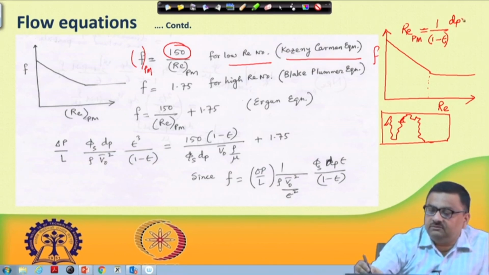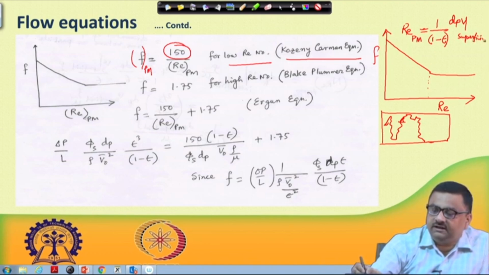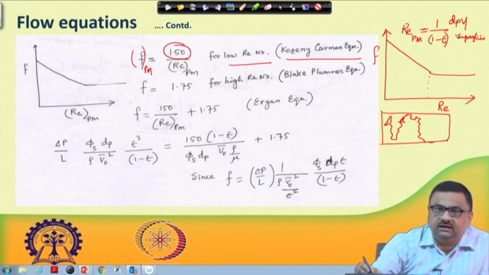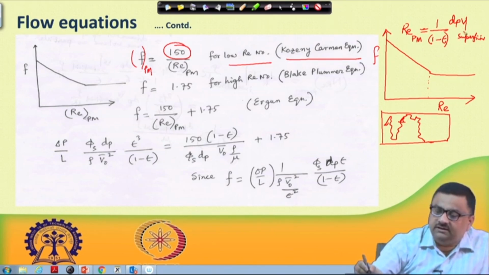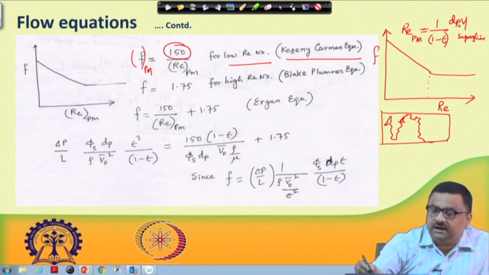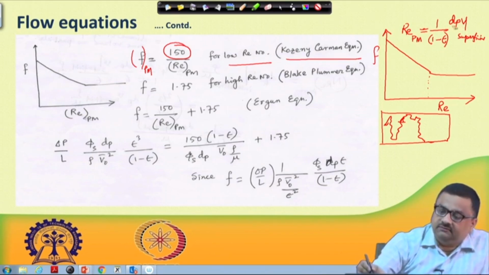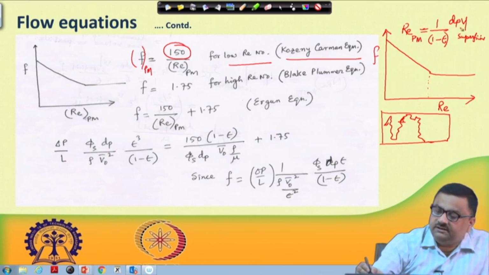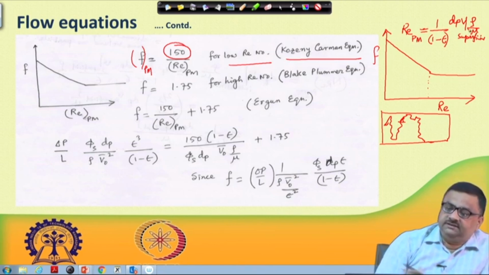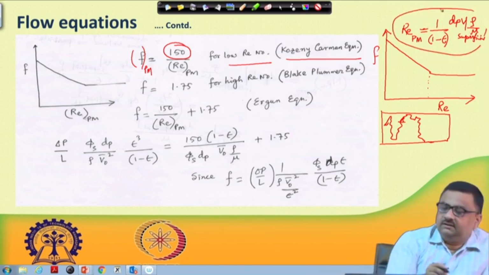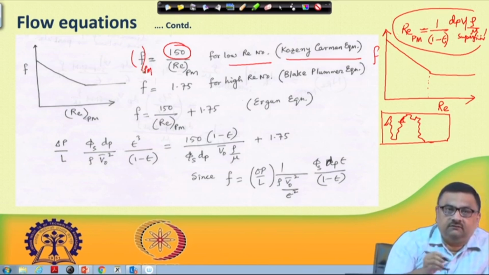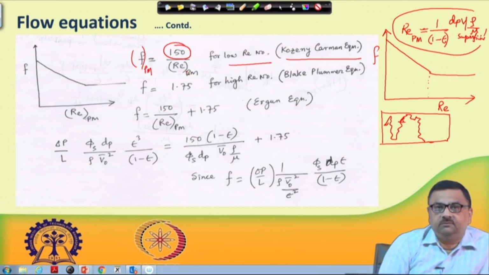Then we have V superficial, not interstitial, because we have already taken out one V interstitial divided by epsilon. We already had interstitial, so that time there was an epsilon term, and that epsilon term was already taken out from here, and this epsilon was cancelled. So, you remember, dp V superficial rho divided by mu. This is the Reynolds number for porous media. So, for this Reynolds number there is a friction factor for porous media which is 150 by Re, Reynolds number for porous media.